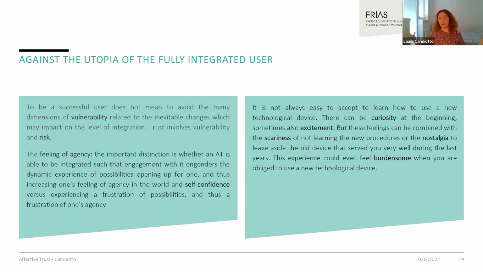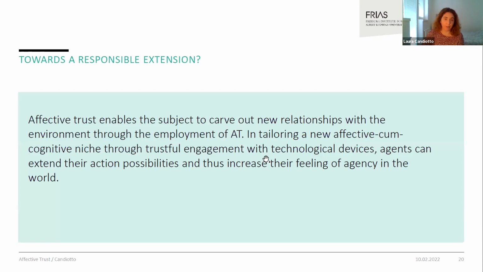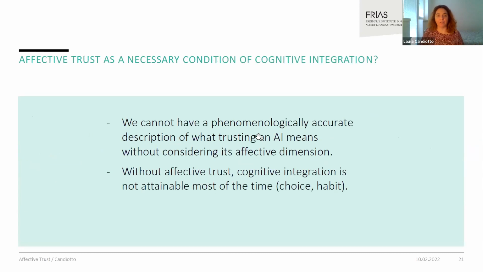And so having in mind this full and nuanced picture of the emotional dimension of trusting AI also helps us understand that we cannot have full integration just achieved and there and no problem anymore. So my idea is that we need to move towards a responsible extension. So really focusing on this feeling of agency of the user and the idea that you can trust AI because through the engagement of this technological device, in the case of AT, the agent can extend their action possibilities and so increase their feeling of agency in the world.